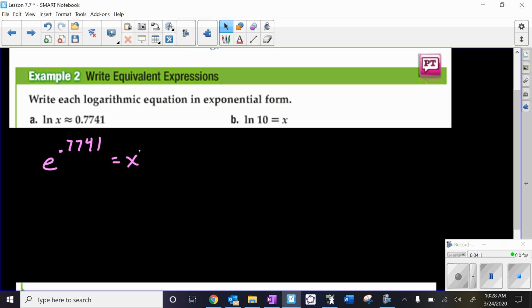Natural log still means what is the exponent. It doesn't matter if I write log base e or natural log. I'm still asking you to find an exponent. And then letter B, natural log of 10 equals x. Again, the natural base for natural log is e. So e to the exponent x equals 10. So that's just converting between either exponential to a log or a log to exponential again.